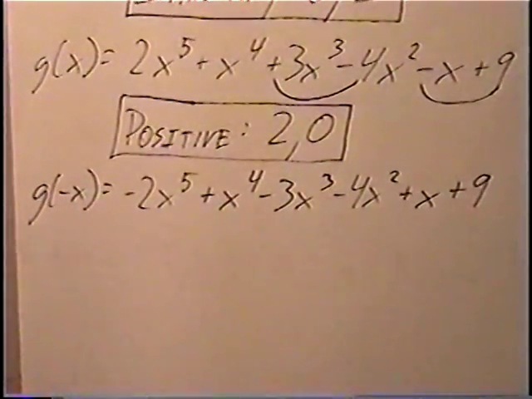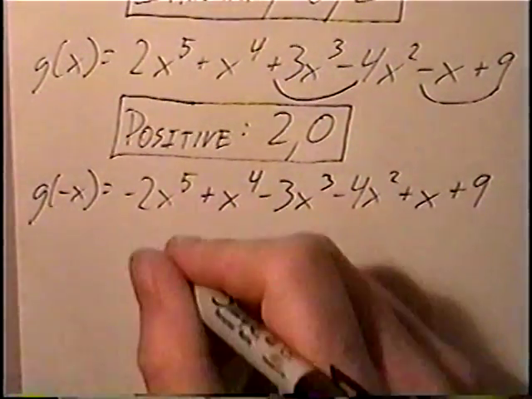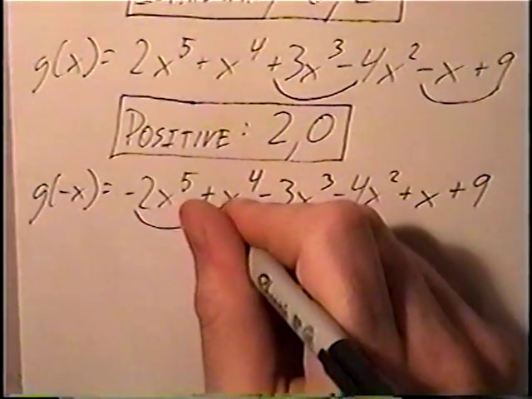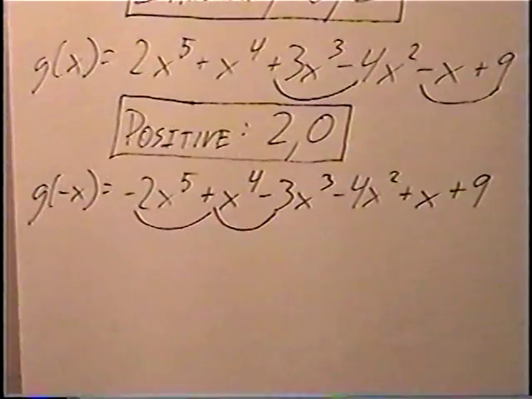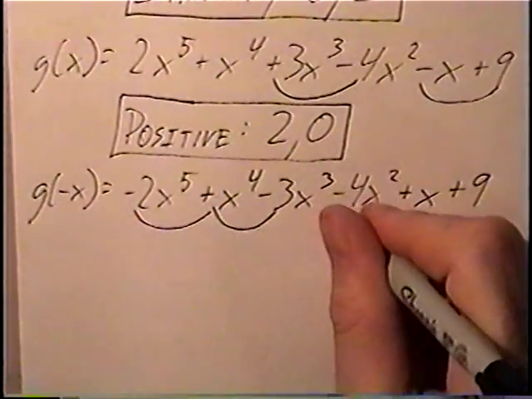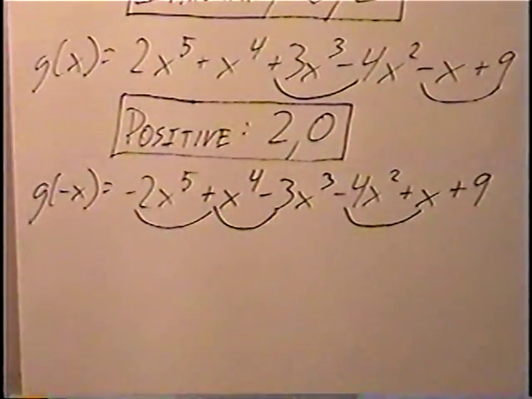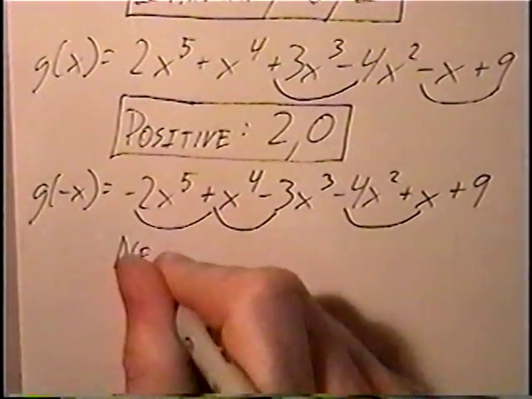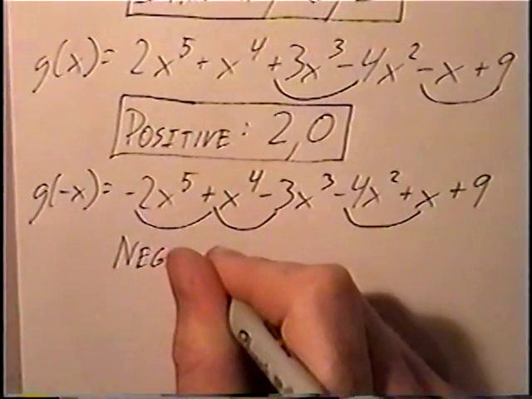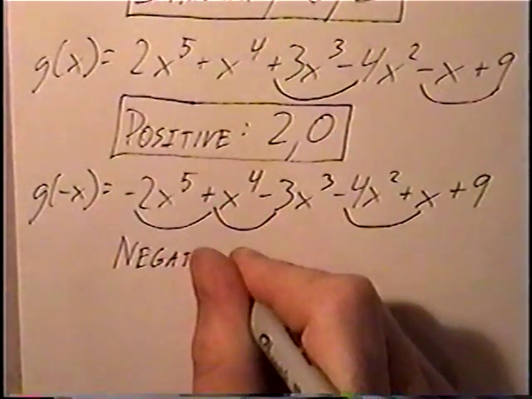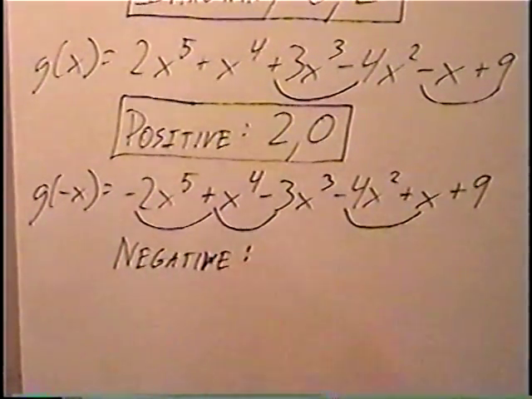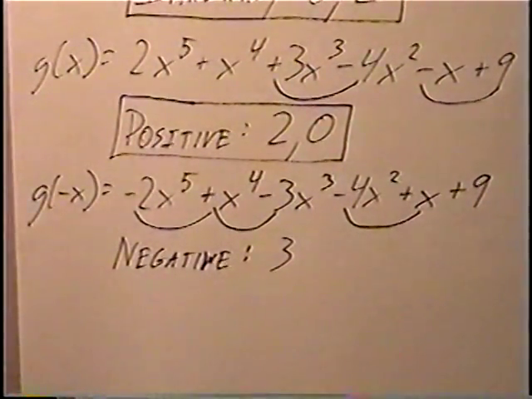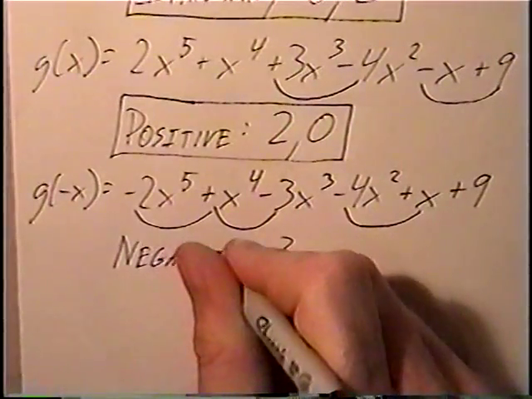Once we have the negative function, we can count the sign changes. Negative 2 to positive 1 would change. Positive 1 to negative 3 would also change. Negative 4 to positive 1 would change. And that would be it for the negative zeros. So for the negative solutions, again, you count up the sign changes from the opposite function. In this case, we have 3. So there's 3 possible negative zeros.